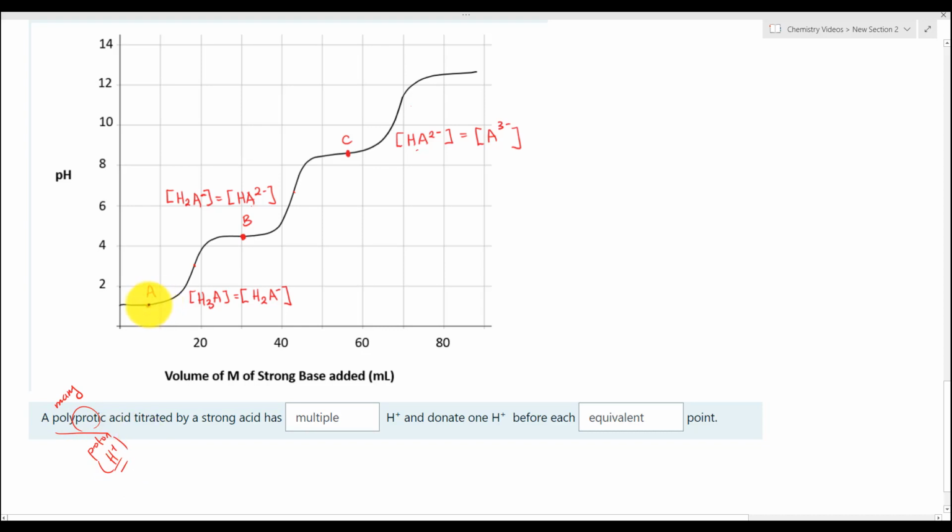So as you can see here, at this point right here, right before each equivalence point, you have the equivalent concentration of whatever the initial acid is, equal to its conjugate. As you can see here, it lost 1 proton, and here you have 2 protons, lost 1, and here you have 1 proton, it lost that last one right there. So you have to memorize what happened at a specific point. So before each equivalence point, you will lose the whole entire proton.